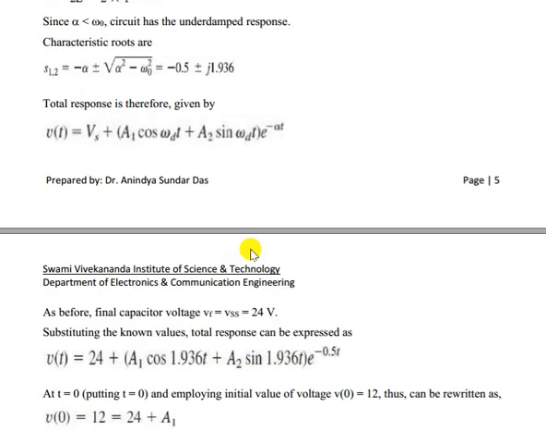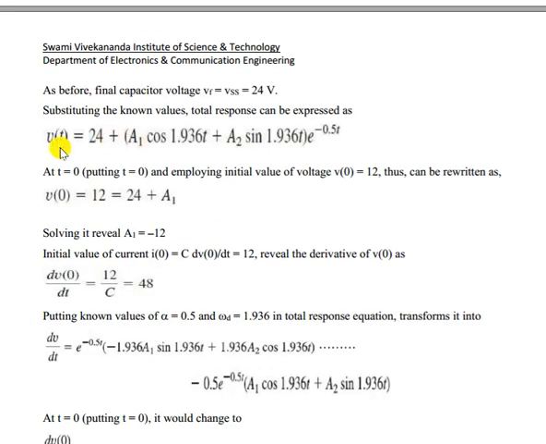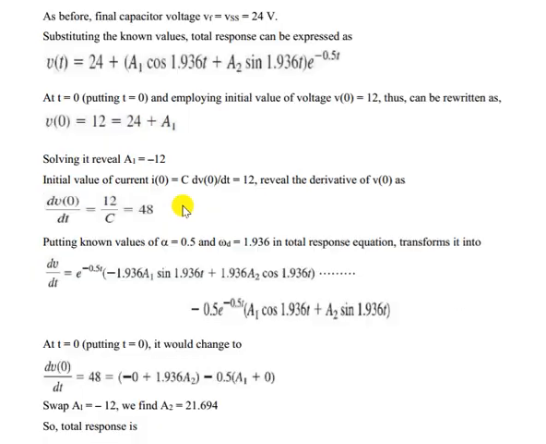In that equation you can put the alpha t value 0.5, then the omega d value here, and the final value you already know, that is 24 volt. Now in that equation we have to put v at t equal to 0, so v0 is nothing but 12 volt. So 12 equals this 24 plus a1, because sine 0 is 0 and the exponential is 1. Now you have to find again i equals C dv0 by dt, so you can find the dv0 by dt value as I0 by C, and you got this value.